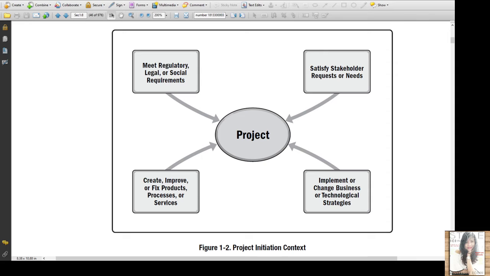So, meet regulatory, legal, or social requirements. Satisfy stakeholders' requests or needs. Implement or change business or technological strategies, and create, improve, or fix products, processes, or services.